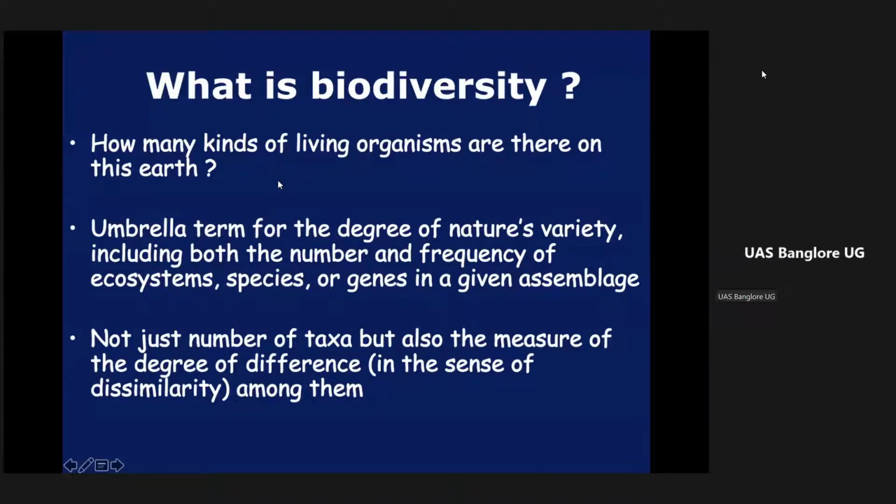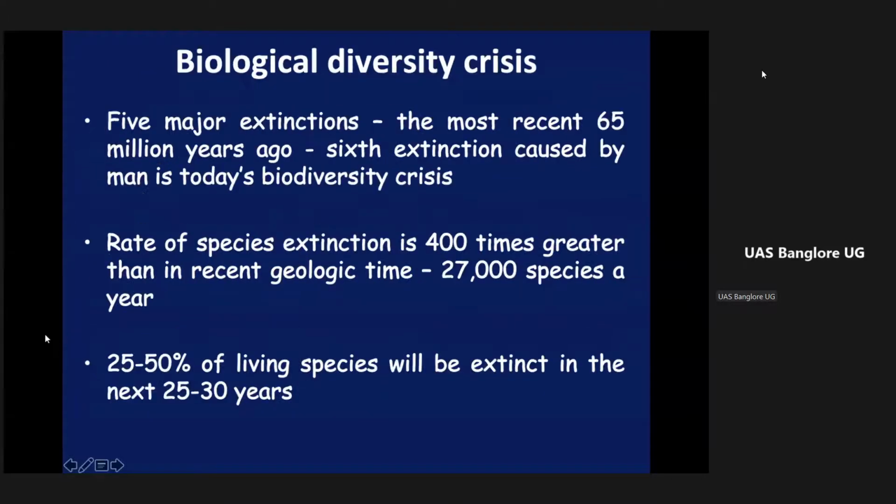It is nothing but an umbrella term. So what is that? Degree of nature's variety, including both number and frequency, ecosystem, species, gene. All those things, they are just under the term of the biodiversity. We put all of them under the diversity. Not just the number of taxa, but also the measure of degree of differences, in the sense of dissimilarity. We do not know how they differ also. Anyway, what is important is we have a diversity and we do not know how diverse they are. So for all those things, the taxonomy or the classification becomes important.